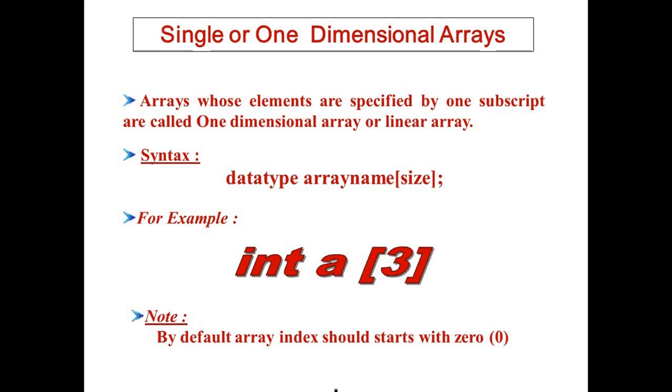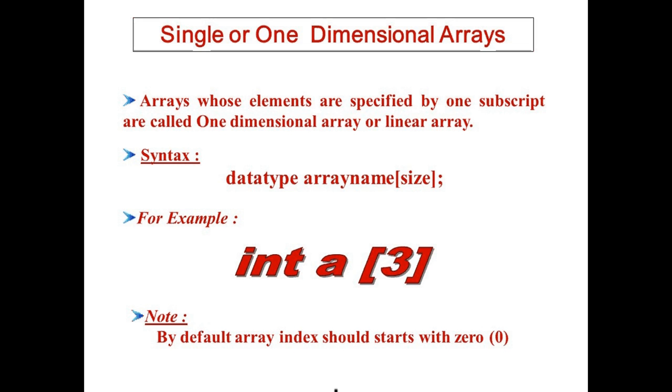Now, how to declare the one-dimensional array in C programming? Arrays whose elements are specified by one subscript are called one-dimensional array or linear array. Syntax: how to declare the one-dimensional array in C programming. The syntax for declaration of the one-dimensional array in C programming is, firstly we will use data type, which data type array we are going to declare. Then after that we are going to use array name. It is a must that firstly we name the array.